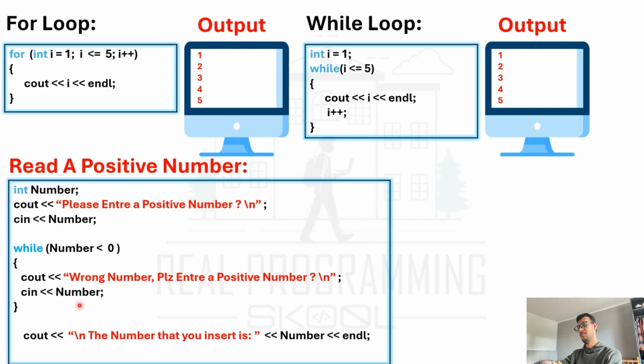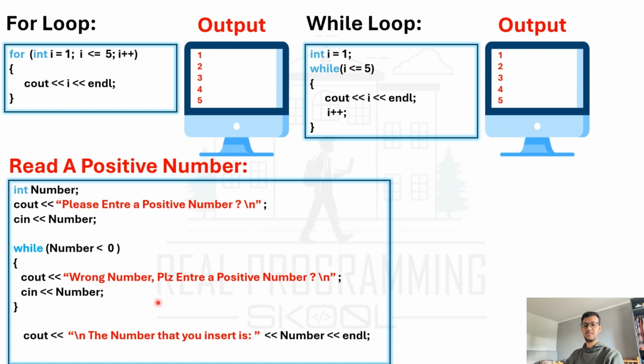But if the user for a second time inserts also a negative number, for example -15, it will be stored inside the number, and the compiler will get back again to the condition of the while loop and check if the number is still negative or positive. If the number is still negative, the compiler for a second time will display this string or sentence to the user, wrong number, please enter a positive number.